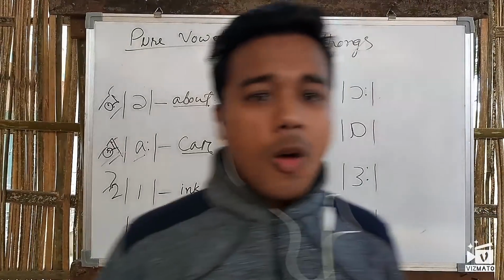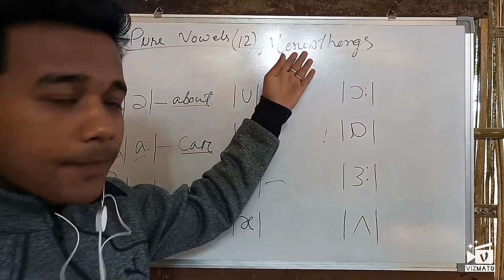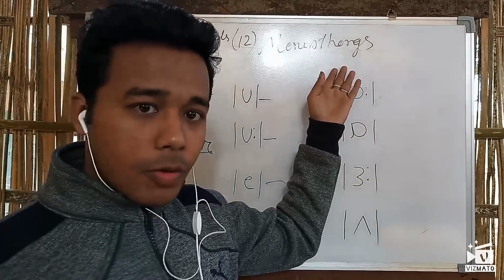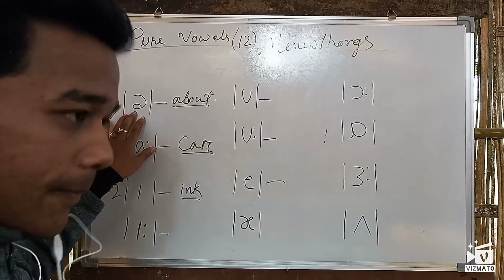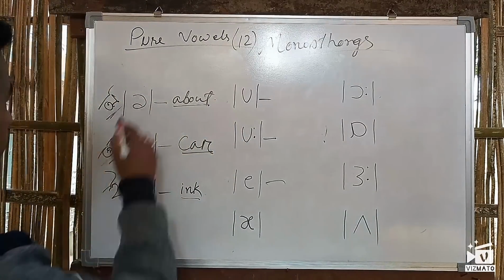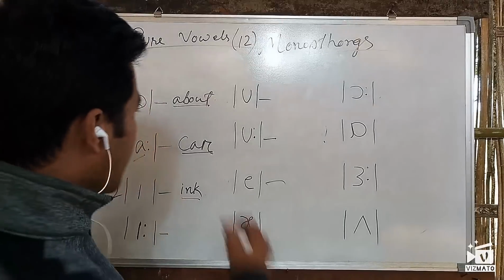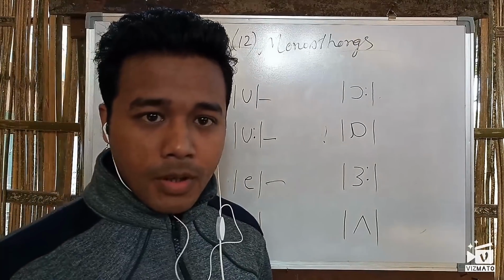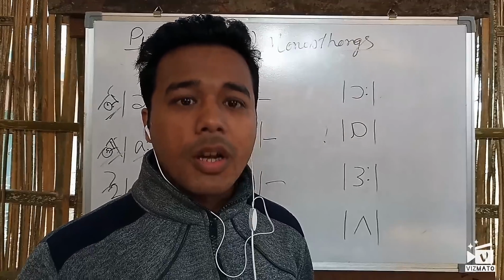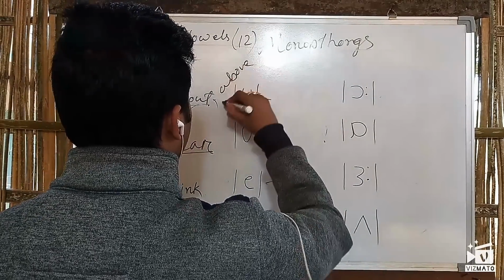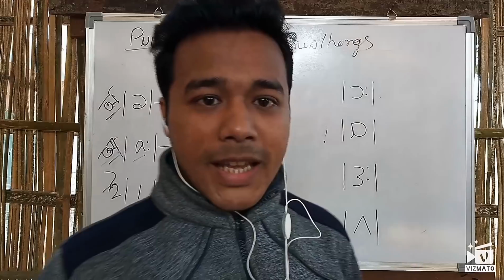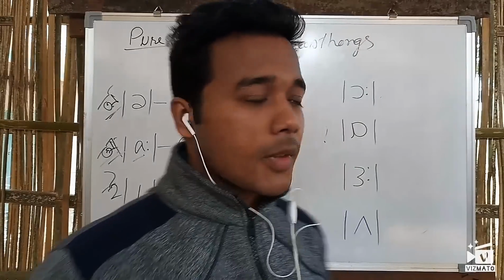So pure vowels are also called monophthongs. The first one is the sound that could be found in words like about. Not about, it's about. Then above, not above, above, right?